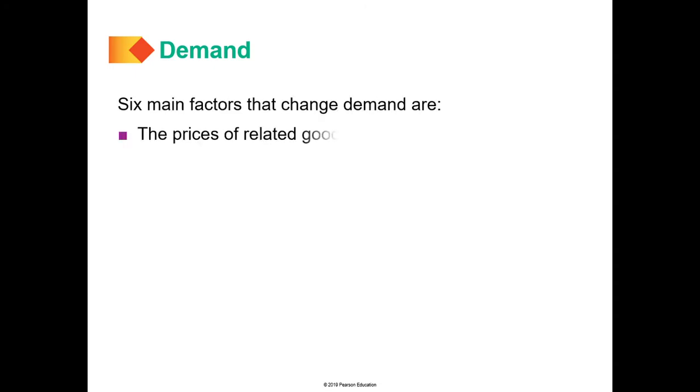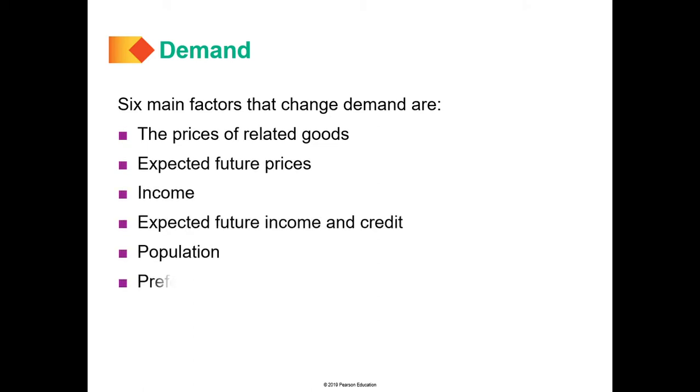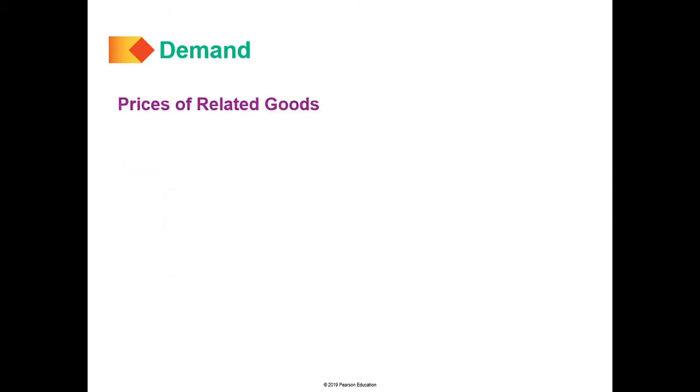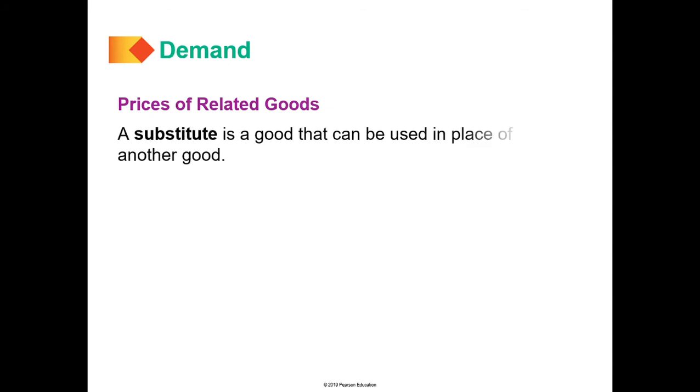We want to be able to see what is going to change demand. So there's several things that can change demand, and we're going to explore each one of them individually. So the first one is going to be prices of related goods. We can break that down into two different types of goods.